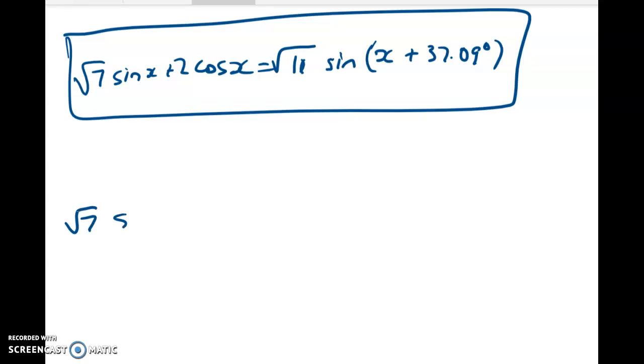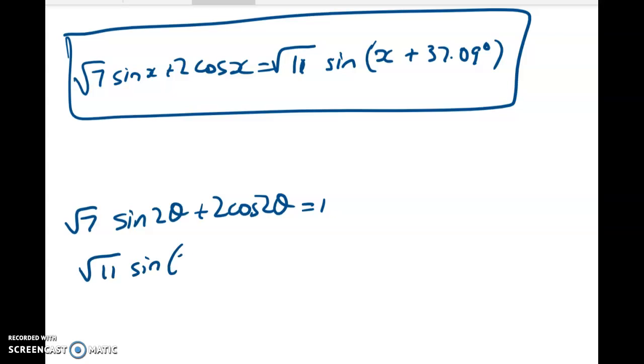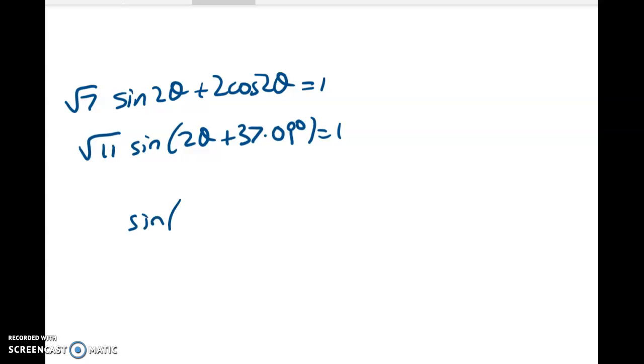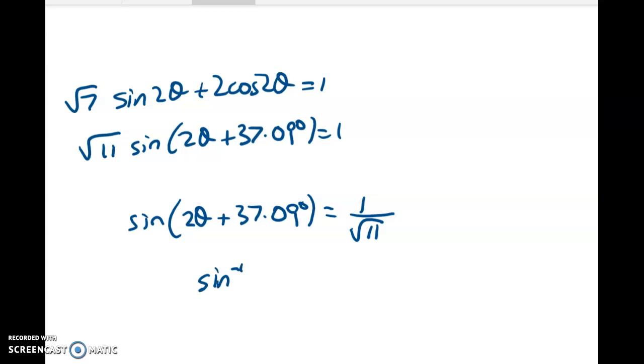We get root 7 sine 2 theta plus 2 cos 2 theta is equal to 1. And using what we just did, we rewrite it as root 11 sine of 2 theta plus 37.09 degrees is equal to 1. And now we've got to solve that. So we've got sine of 2 theta plus 37.09 degrees is equal to 1 on root 11. So the principal value here is this, and this gives me 17.55 degrees.